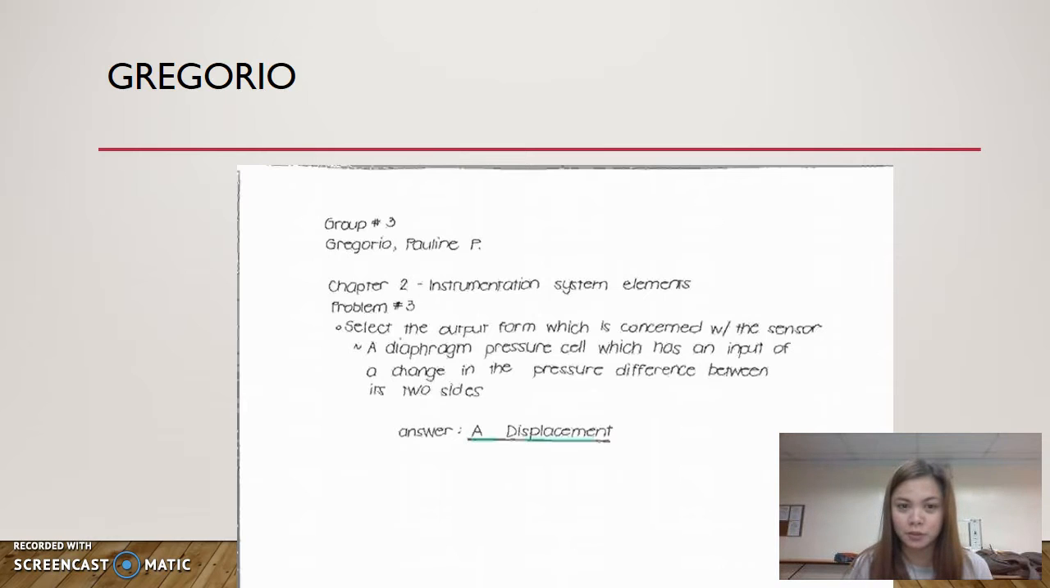So for question number 3, we are to select the output form which is concerned with a sensor, a diaphragm pressure cell, which has an input of a change in pressure difference between two sides. The answer is letter A, displacement.